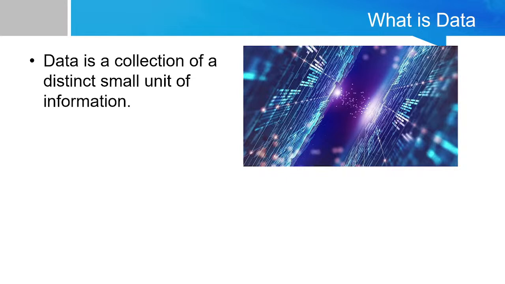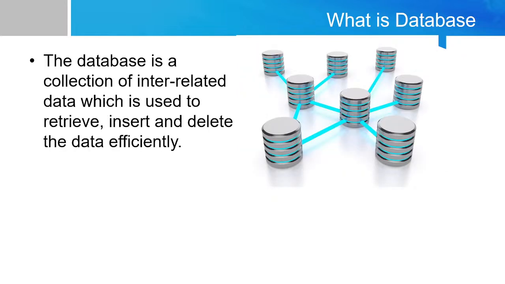In a computing environment, what happens? Data is information that can be translated into a form for efficient movement and processing. So data is interchangeable. We can predict these things. The next important part is what is meant by database.